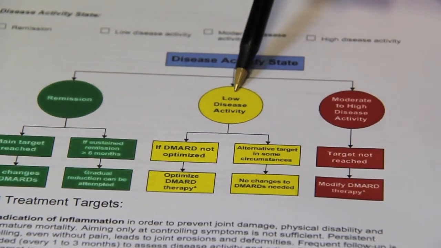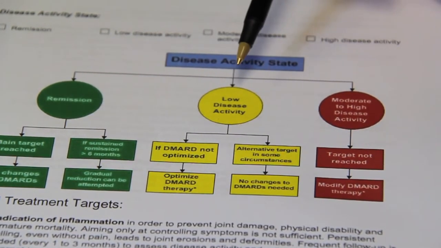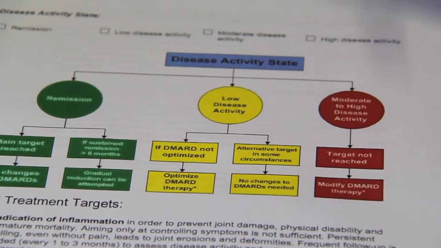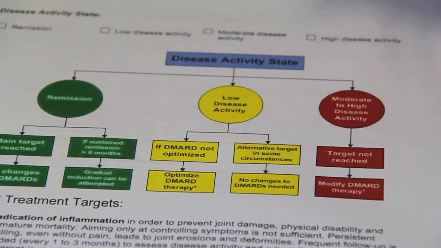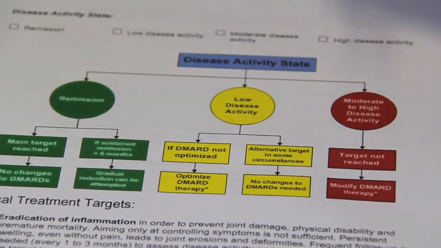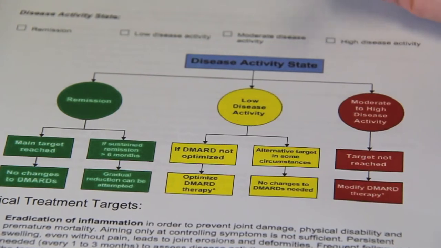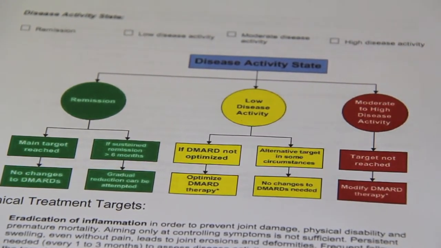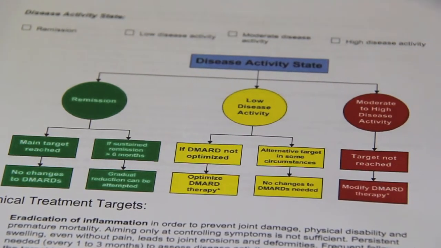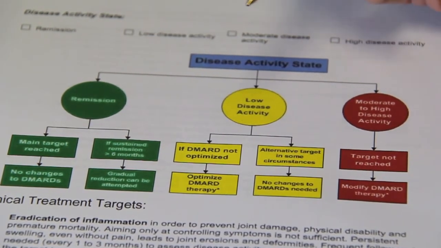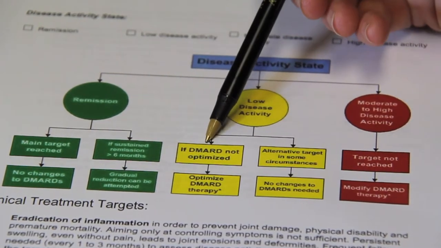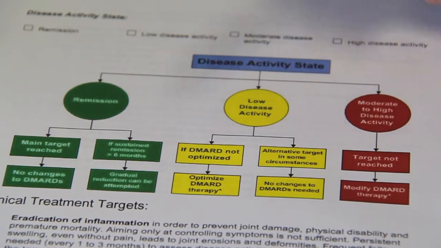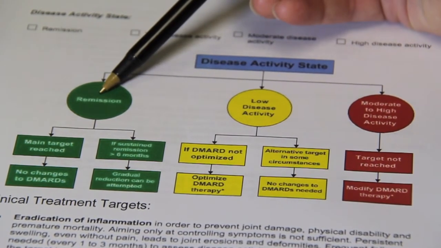In the yellow is the low disease activity. And there it depends on whether or not there is still some room to play with the DMARDs. If the DMARDs have not yet been optimized, for example, if someone is on 15 milligrams of methotrexate and is tolerating this very well, there's a lot of options left. We can either increase the dose of methotrexate, we can add another DMARD like hydroxychloroquine, and therefore the recommended course of action in that case is to optimize the DMARD therapy in order to try to achieve the desired remission.